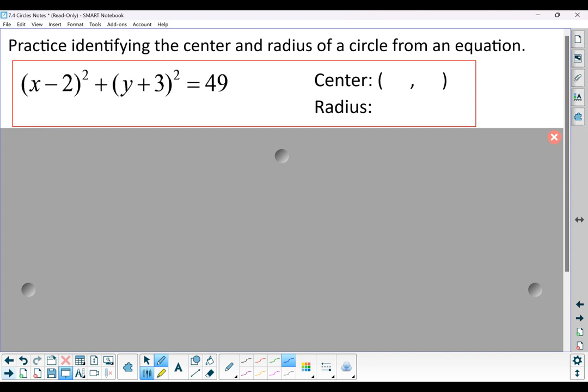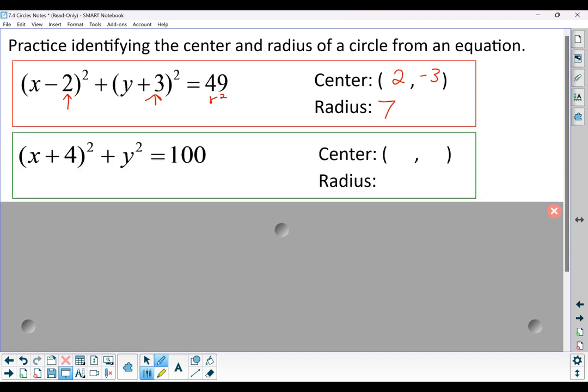So a really important skill is just to be able to look at the equation of a circle and immediately identify the center and the radius. So we're just going to go through a couple of those. When we inspect our equation, we can see the center's location is at (2, −3). And then this is my radius squared, so that means the radius of this circle would be 7, because 7 squared is 49.